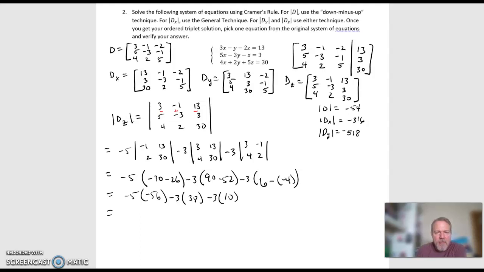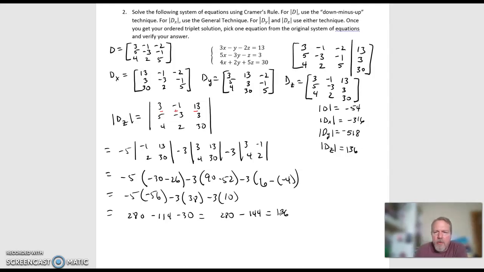So negative 5 times negative 56 is a positive 280. Negative 3 times 38 is a negative 114. Yep. And negative 3 times 10 is a negative 30. So I get 280 minus 114 minus 30. 280 subtract off a 144, which gives me a 136. So the determinant of D sub Z is 136.